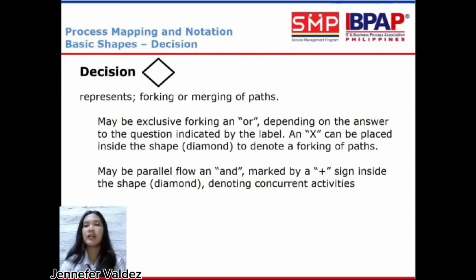denoting concurrent activities. So basically, the decision shape in process mapping is a visual representation of a decision point in a process flow chart where choices and their consequences are illustrated. It helps clarify how a process can diverge or converge based on decisions made along the way.